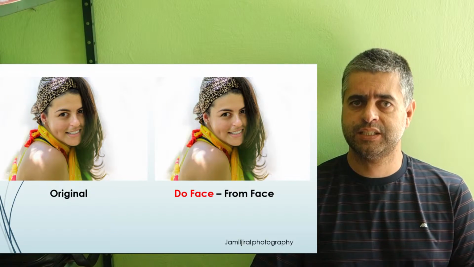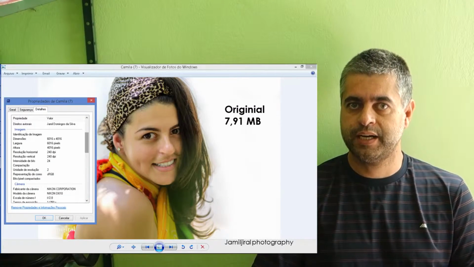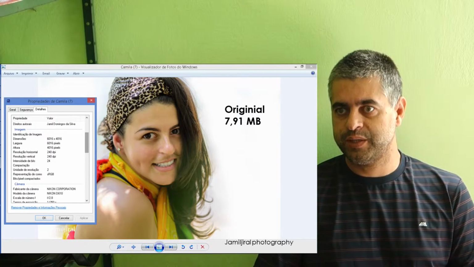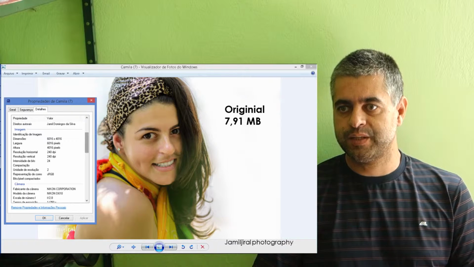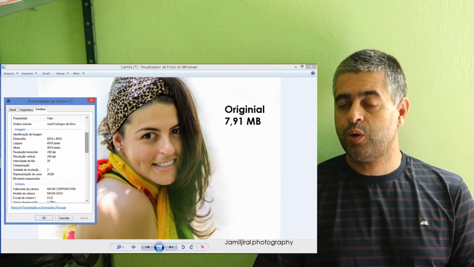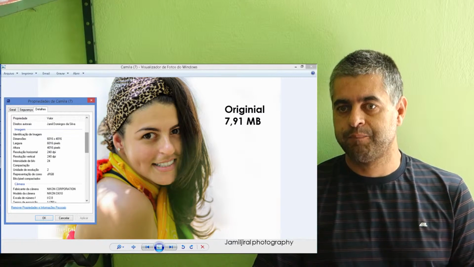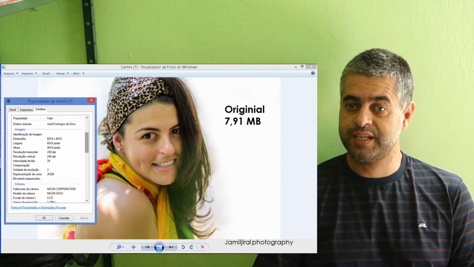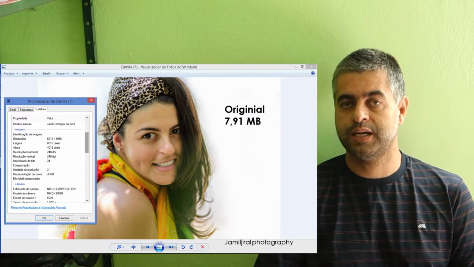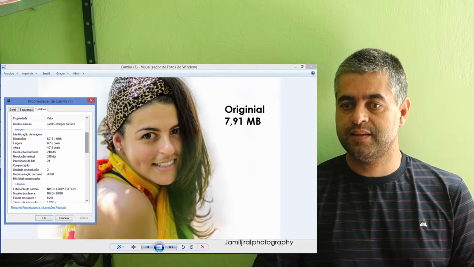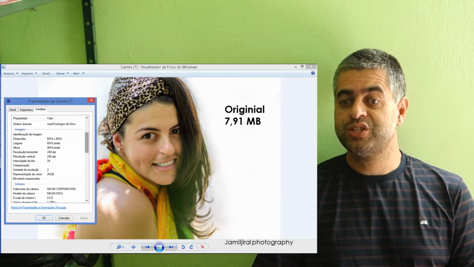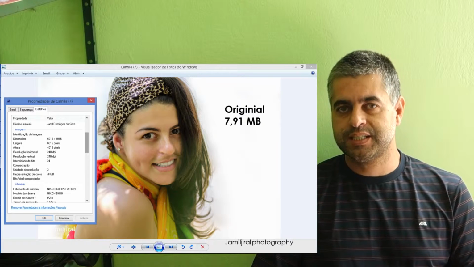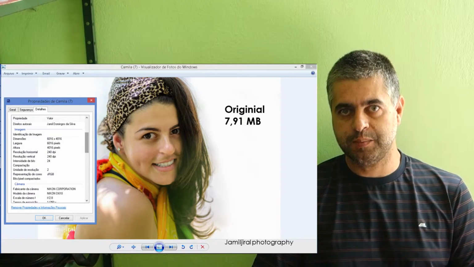Let's see the information that we have from the original picture that I uploaded to Facebook. Here we have the name of the picture, which is Camila 7. 7 is the number of the picture. The original picture is almost 8 megabytes. And here in the properties, we have some useful information. For example, the dimension 6,000 by 4,000, the width and the height, and the resolution 240 dpi, which is a good resolution if you want to print the picture.